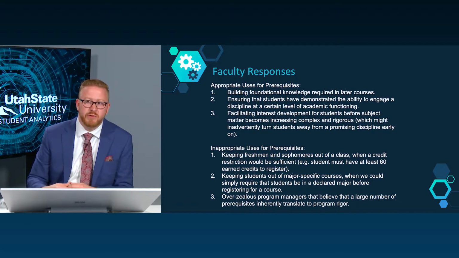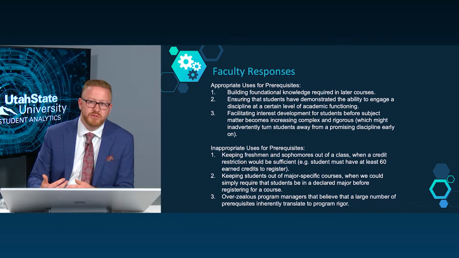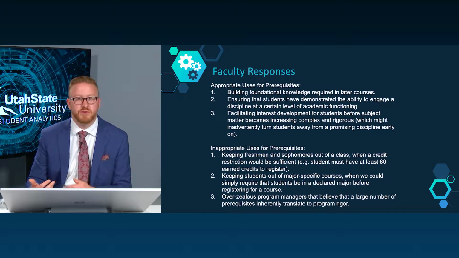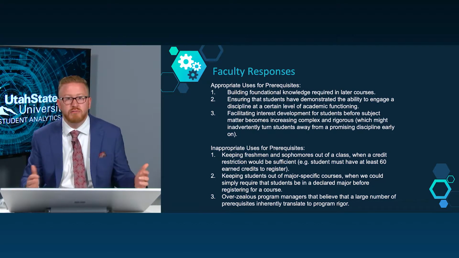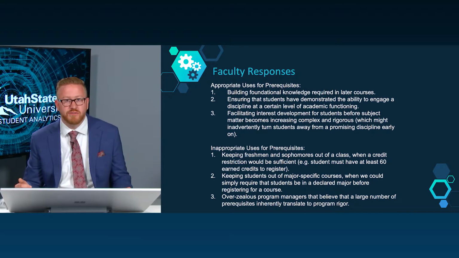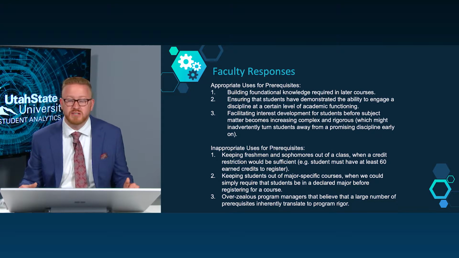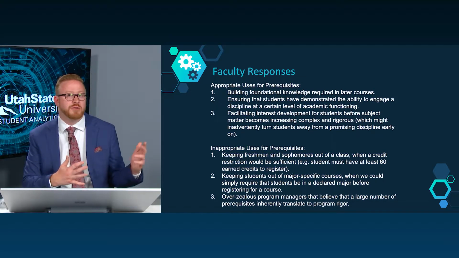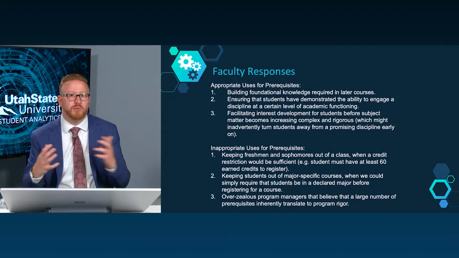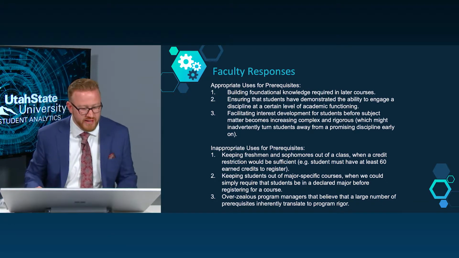The idea here is that the prerequisite helps students get a taste, and we don't want to inadvertently turn students away from a promising discipline early on by creating overly complex classes, right? If a student can start by taking a 4,000 level class with no prerequisite, and it's really rigorous and so hard for them as a freshman, they go, oh, I don't want to take this major anymore because that class was just so hard. Well, that may be a good reason to have more introductory courses before you're jumping them into a 4,000 level class.